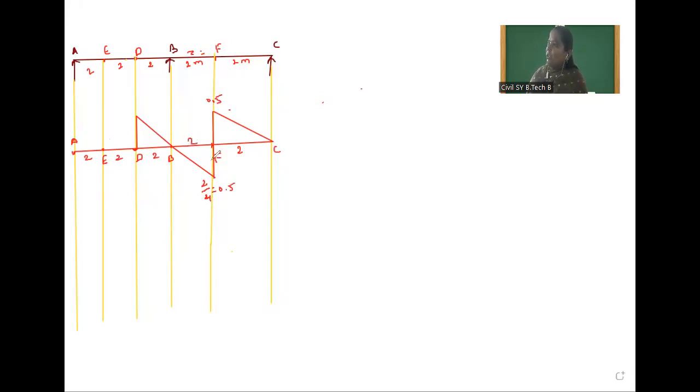Now for 2 meter, the distance is 0.5. So for 2 meter it is 0.5; for 2 meter, how much? 2 into 0.5 by 2. So the 2 gets cancelled. This distance is also 0.5. So this is the ILD for shear force at Z, which is 2 meter from the B point.